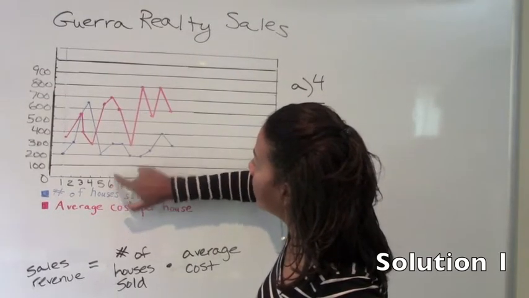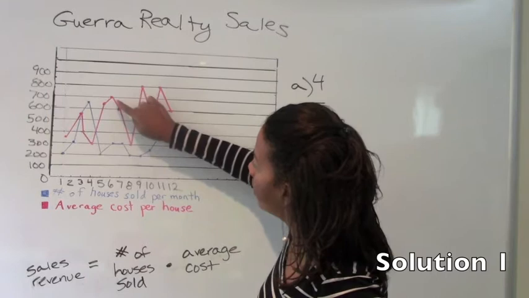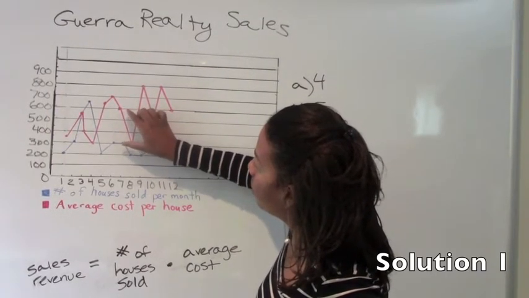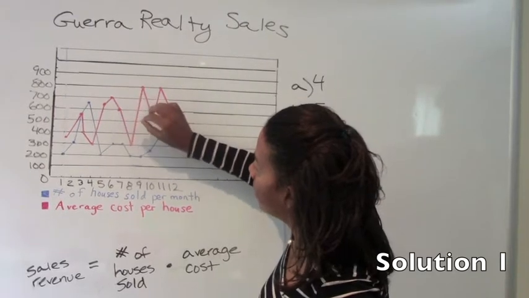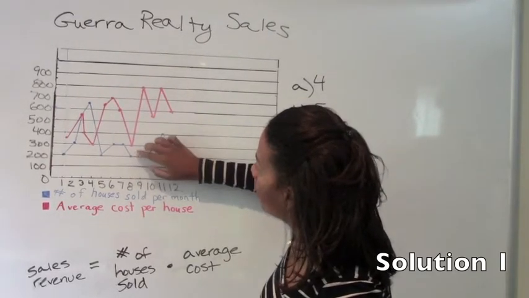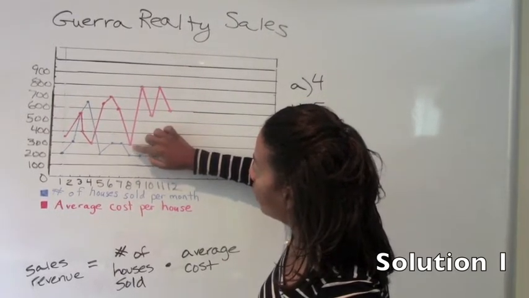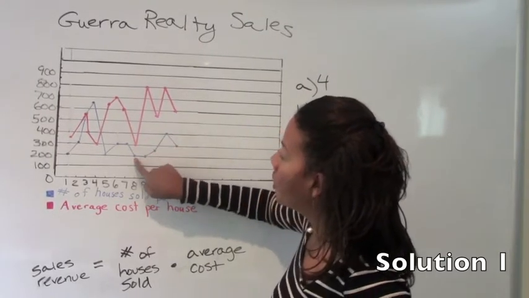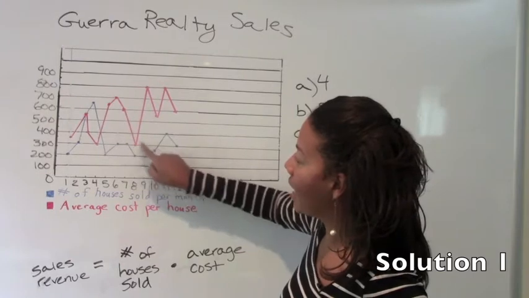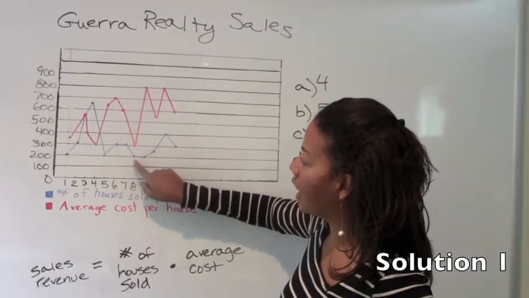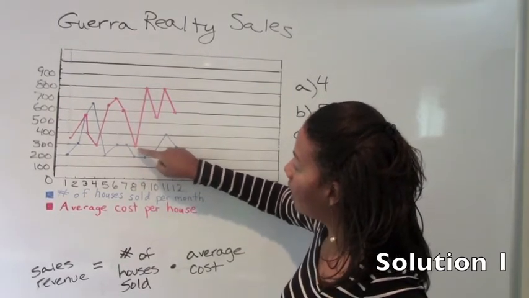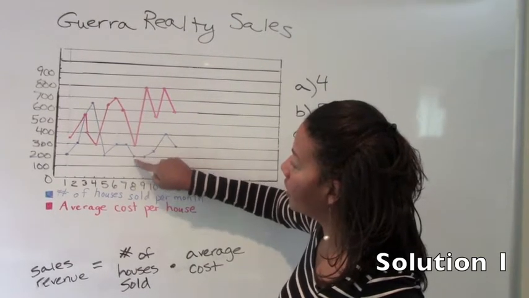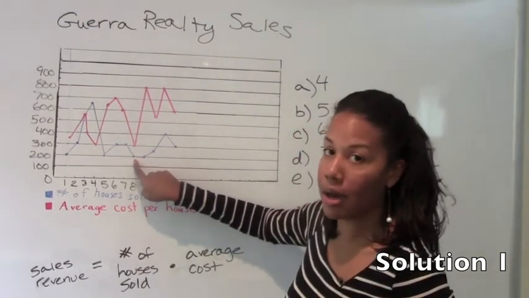Okay, month 6 is 300 times 700. Month 7 is 300 times 600. So again, 7 is lower than 6. And then finally, month 8 has the lowest average cost per home and the lowest number of homes sold per month. So that's why the answer is E, 8. So you can actually calculate out the numbers, but in this case, the red line and blue line are at their lowest points, so then that has to be the lowest amount of revenue.